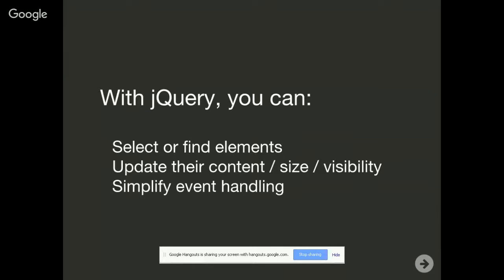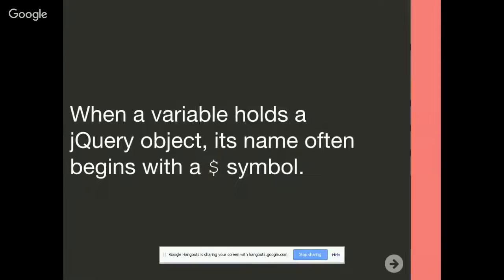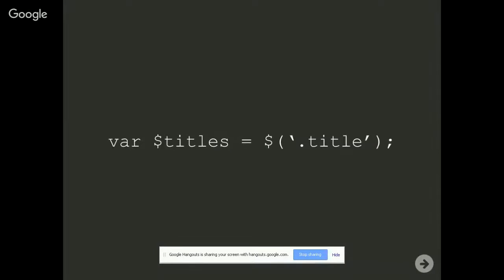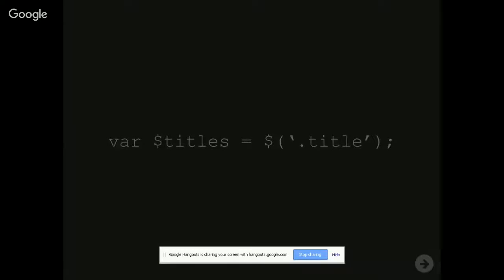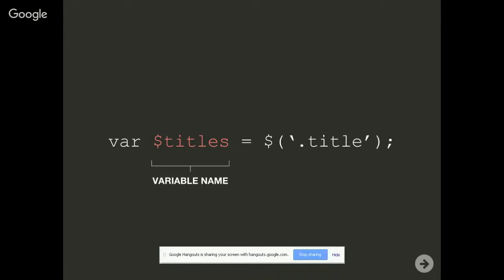So some of the things you can do is select or find elements, update content, simplify event handling, which we just did in class here. And it is common that if you need to store the object from a jQuery selection in a variable, to distinguish those from JavaScript, the variable names are prefaced with the $ sign. Not to be confused with PHP's $ sign. So this is the jQuery $ sign. It's not required, but it helps because, as I mentioned, you can mix JavaScript and jQuery, and this way you know that you're dealing with jQuery here.